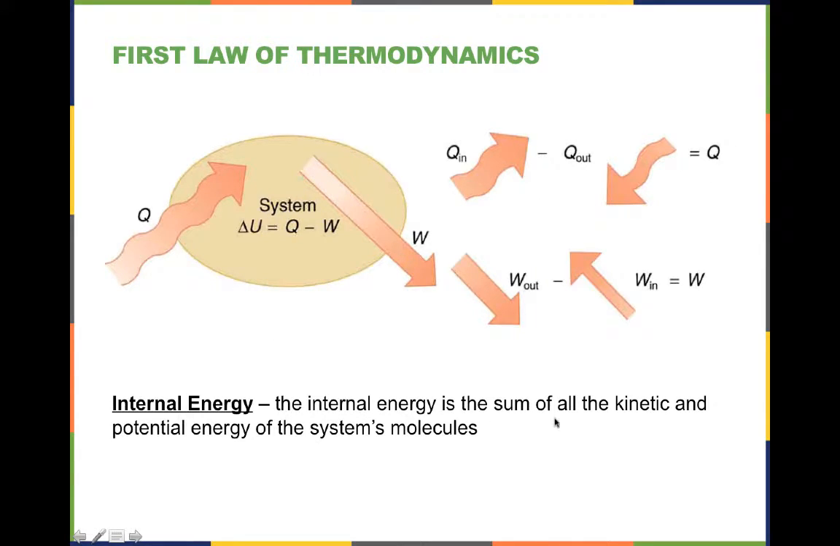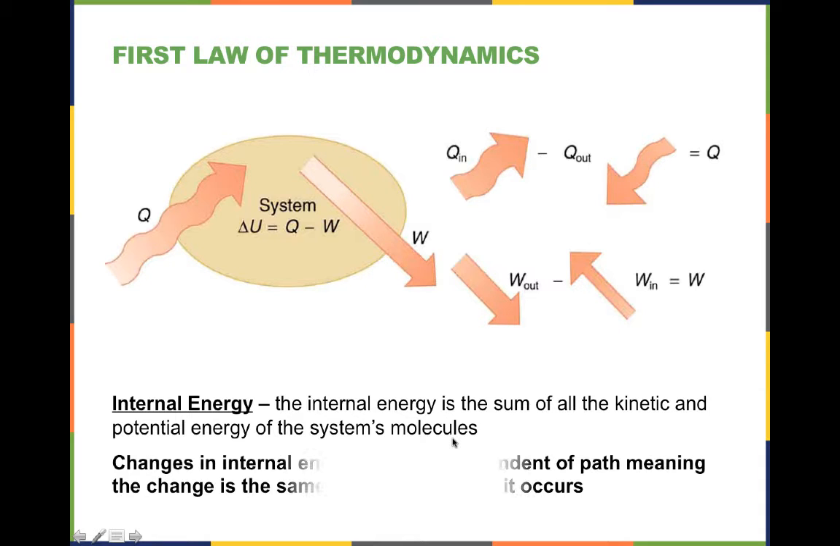Internal energy of the system is the sum of all the kinetic and potential energy of the system's molecules. This is a molecular definition of the internal energy. Remember, this represents the change in internal energy. This is the absolute value of the internal energy. It's the sum of all the kinetic energy and all the potential energy of the system's molecules.